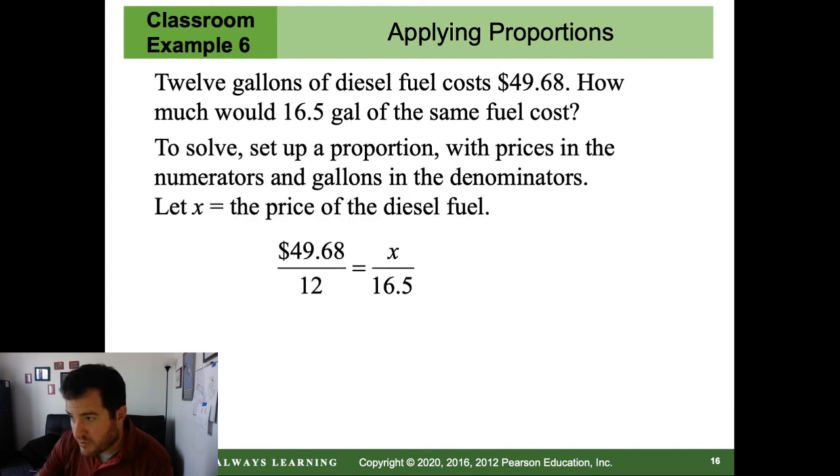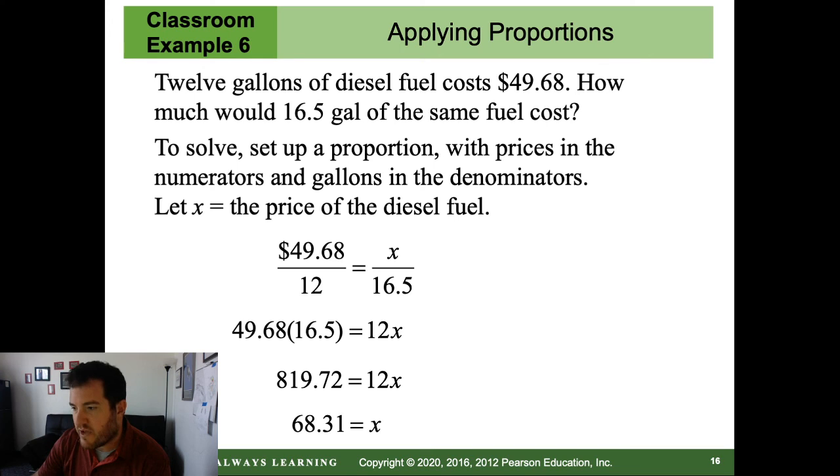Set up my proportion. So this time they did the money on top. It doesn't matter. You can either do the money on top, money on bottom, but whatever you do, make sure if money's on top here, then money's also on top there. And that's the cost for 12 gallons. Trying to figure out how much 16.5 is. I think you're going to cross multiply. You're going to get that. Divide by 12. You're going to get $68.31.